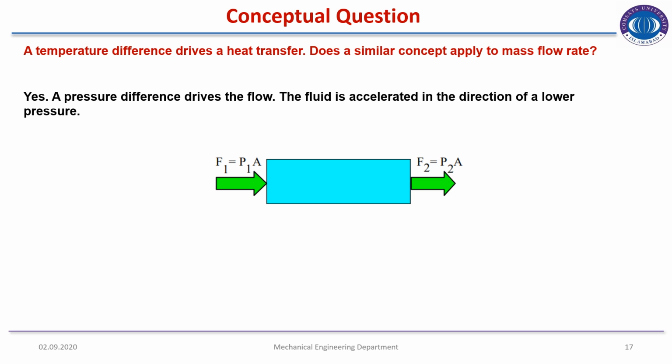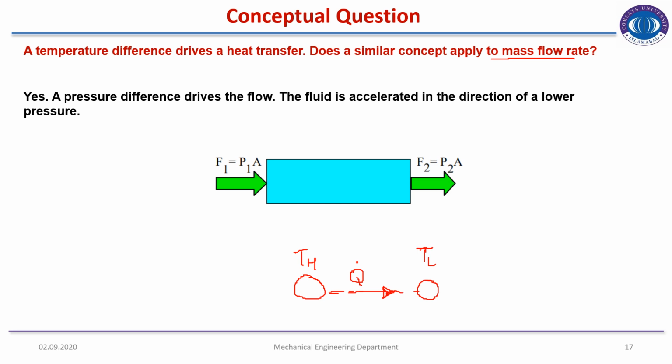So there are some conceptual questions. A temperature difference drives a heat transfer. So you know that you have two bodies. One body is at high temperature TH and other body is at low temperature TL, and if they are joined by some means or conductor, then heat will be transferred from high temperature to low temperature. The direction is given by this arrow. So the question is, does a similar concept apply to the mass flow rate?